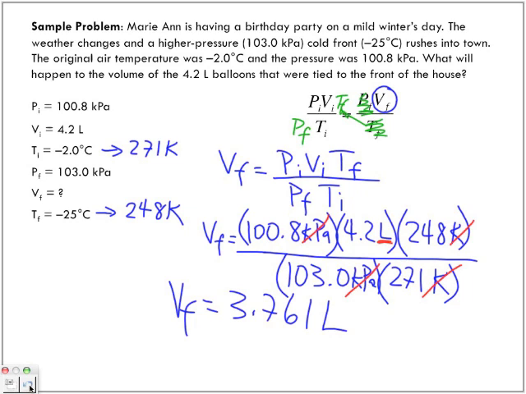3.761 liters. But as we said, what is the least number of significant digits in my question? 2. So I want the 3.7. I look at the number right after it, and the volume is 3.8 liters. So does our answer seem logical? Yeah. Why? We know what 3.8 liters is. What else? Your initial isn't far from your final.